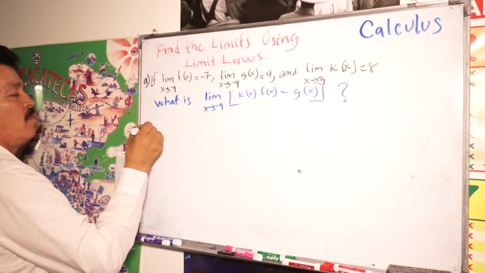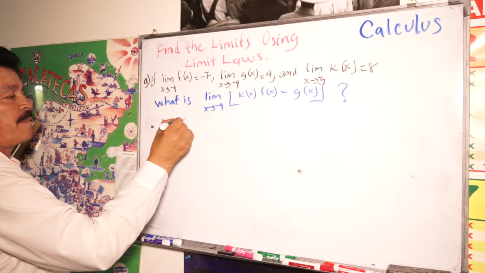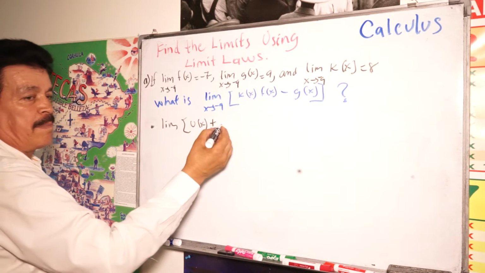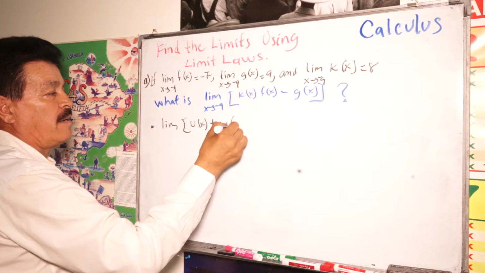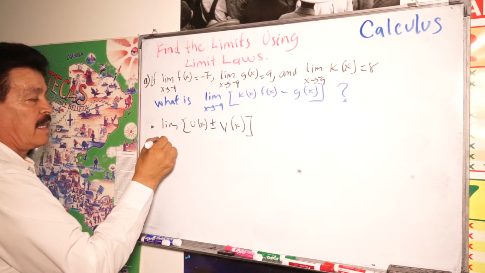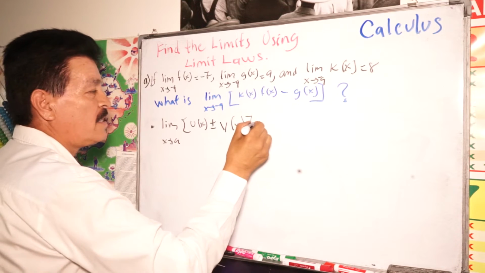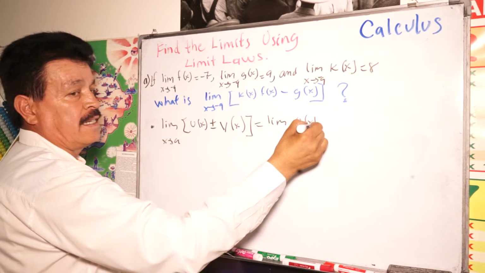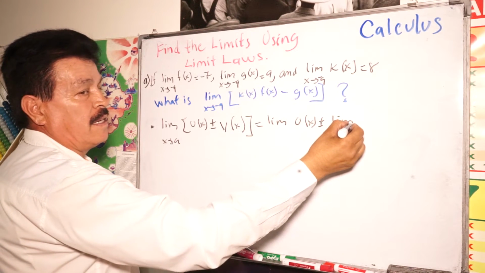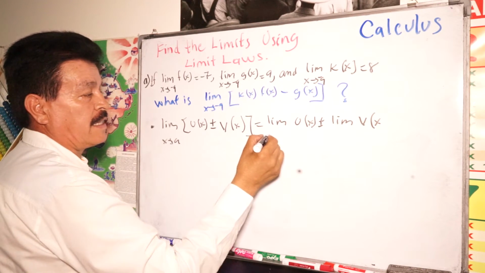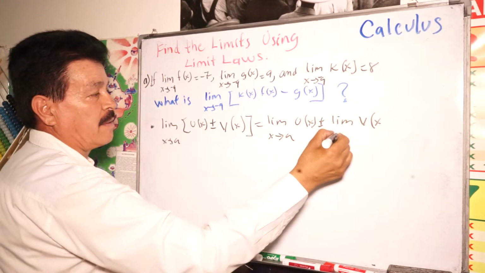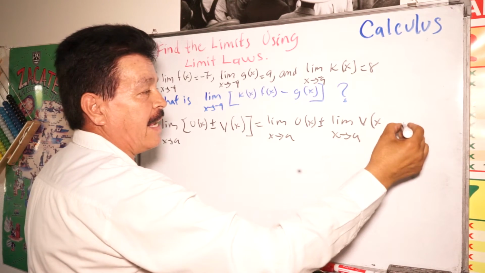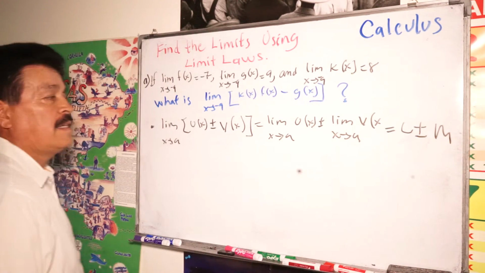Statement number one: the limit of u of x plus or minus v of x as x approaches a equals the limit of u of x plus or minus the limit of v of x as x approaches a, which equals L plus or minus M, right? This is one statement.